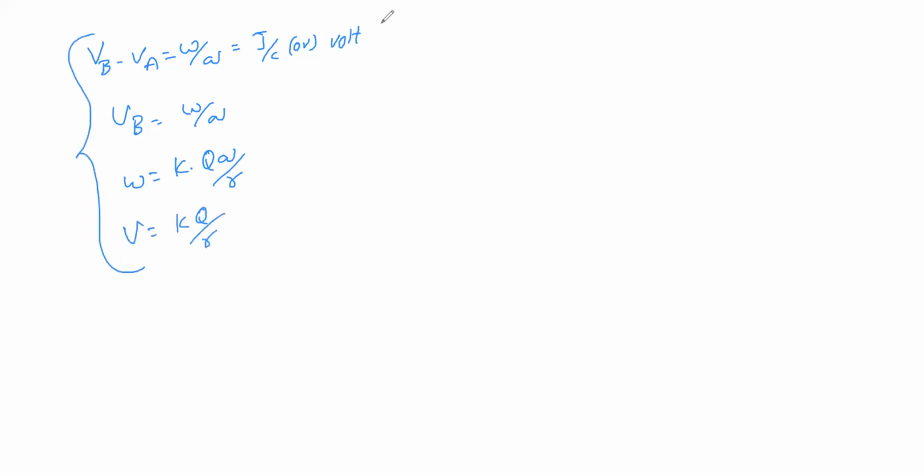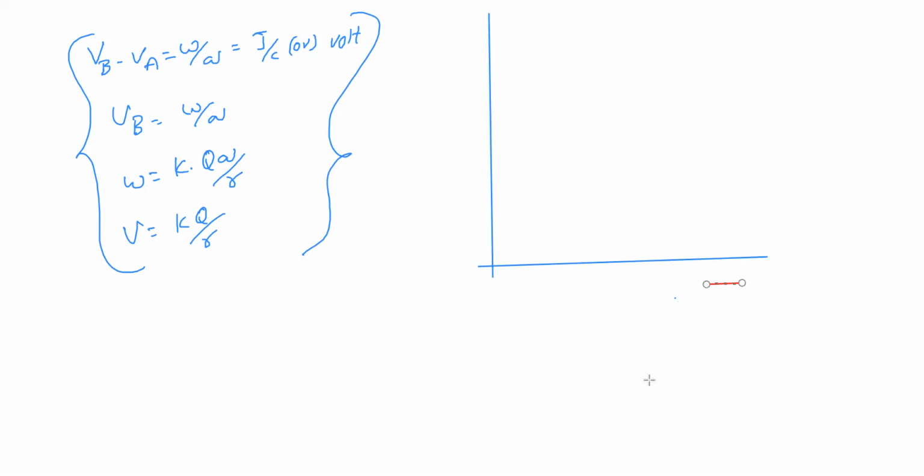Now, with these relations, there is a small graph here. In the graph we are going to compare the electric field and the electric potential. So on the x-axis I'll take the distance R, and on the y-axis I'll take the potential V and the electric field.